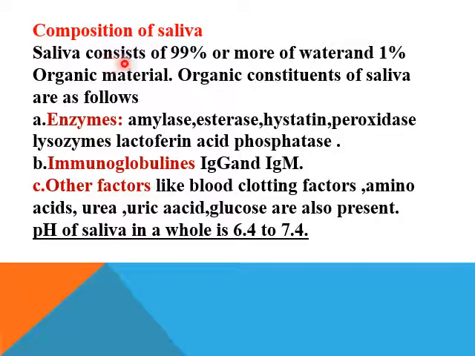Composition of saliva. Saliva consists of 99% or more of water and 1% organic material. The organic constituents of saliva are as follows: enzymes like amylase, esterase, histatin, peroxidase, lysozyme, lactoferrin, acid phosphatase. Second, immunoglobulins like IgG and IgM. Other factors like blood clotting factor, amino acids, urea, uric acid, and glucose are also present. The pH of whole saliva is about 6.4 to 7.4.